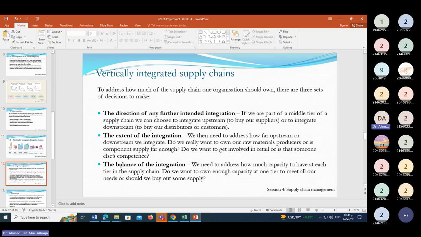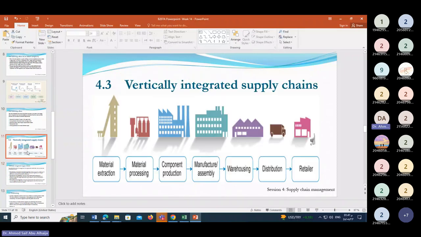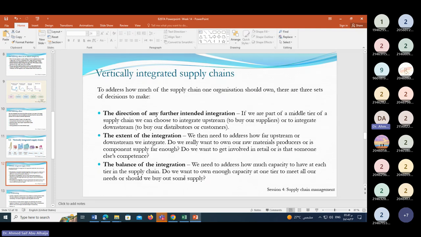The third consideration is the balance of the integration. We need to address how much capacity to have at each tier in the supply chain. Here we have suppliers. Suppose you have five suppliers at the same level and you want to buy all five. Can you do that? Or you might buy only one, or two out of five, or five out of ten. That's the third consideration. Is it clear, guys?